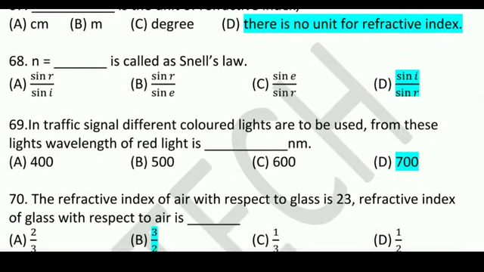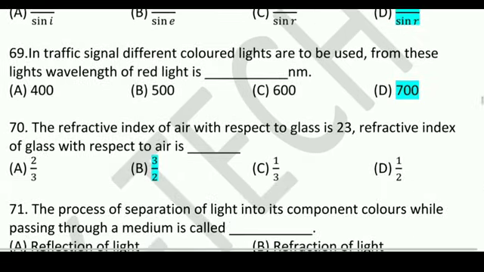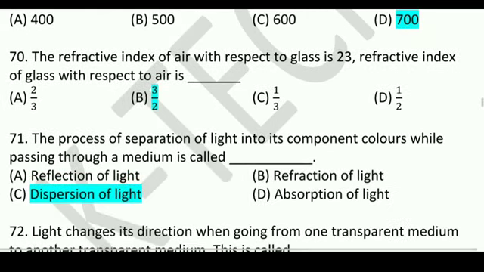N is equal to dash and it is called Snell's law. Yes, N is equal to sin I upon sin R and it is known as Snell's law. In a traffic signal, different colored lights are used. From these lights, the wavelength of red light is dash nm. Yes, it is 700 nm.